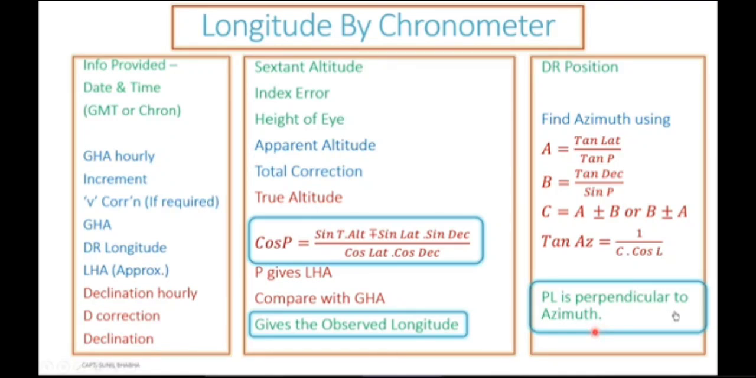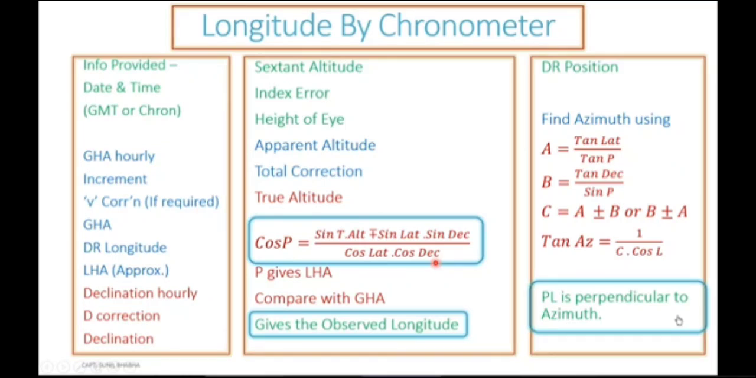How do we obtain a position line using the longitude by chronometer method? Now this formula for long by chron, that is cos of P is equal to sine of true altitude minus sine of latitude, sine of declination, whole divided by cos of latitude, cos of declination, should be memorized. And you should be certain that you are applying this formula correctly. Making a mistake in this formula will be considered as a principal error at this particular stage.